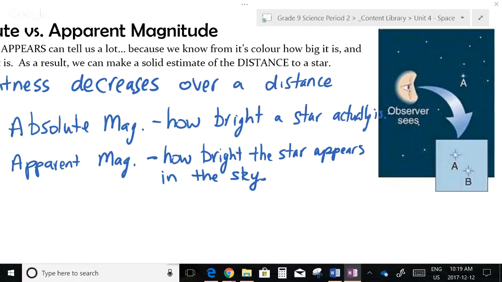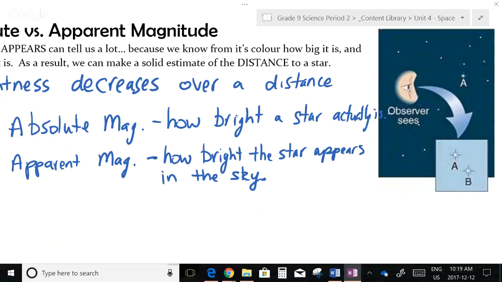But remember, just by the color of a star, we can tell how bright it really is, right? So if we see a really blue star out in space, and we know it's a main sequence star, we know it's got to be really, really bright. So if it looks really dim to us, what must be true? It's got to be far away.